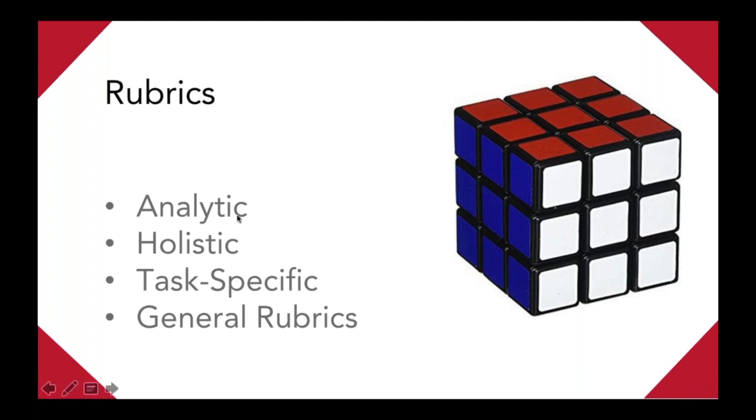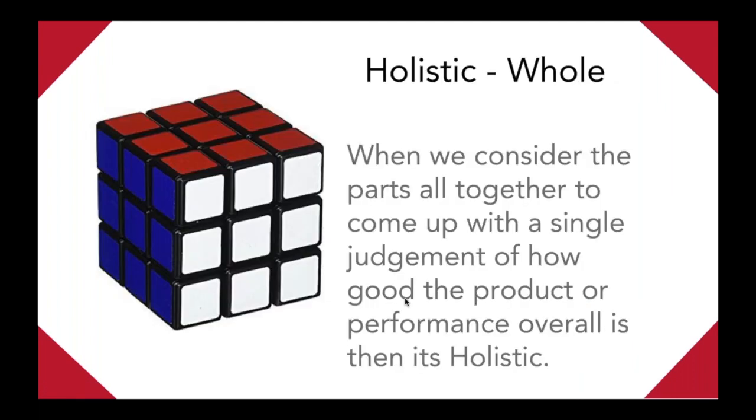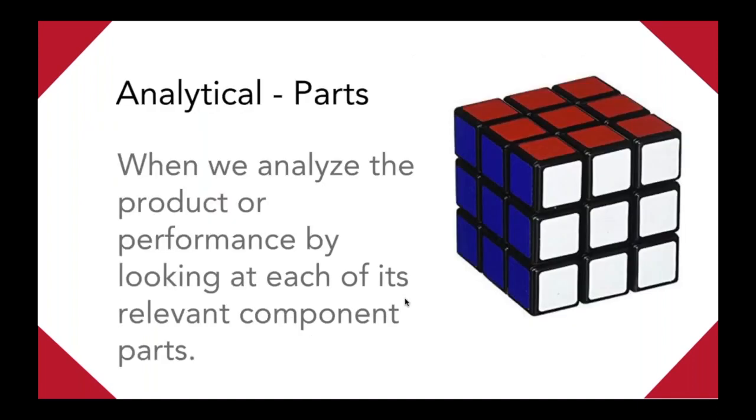So if folks weren't aware of that, that's kind of an interesting thought when you're thinking about rubrics, because a lot of times people only think about one type of rubric. So when we consider the parts all together to come up with a single judgment of how good the product or the performance overall is, then it's considered holistic or whole. When we analyze the product or the performance by looking at each of its relevant components or parts, we of course think of analytical with parts.